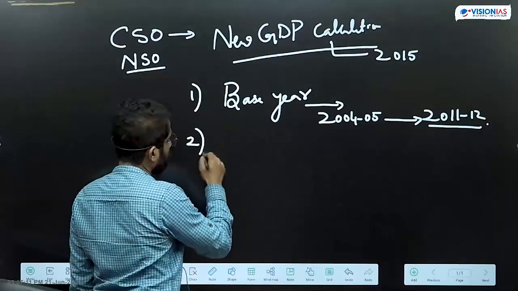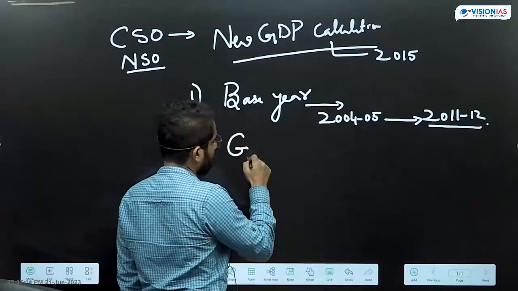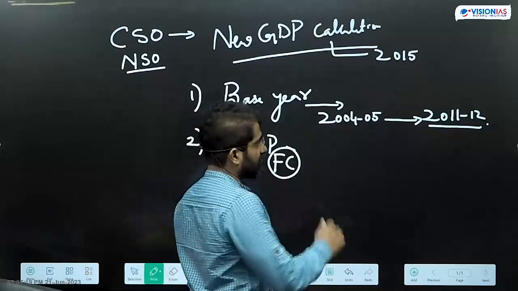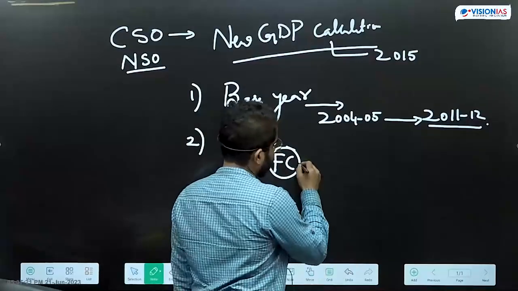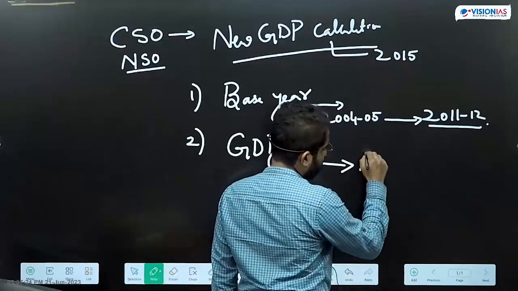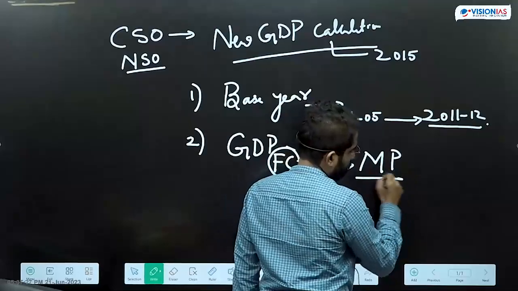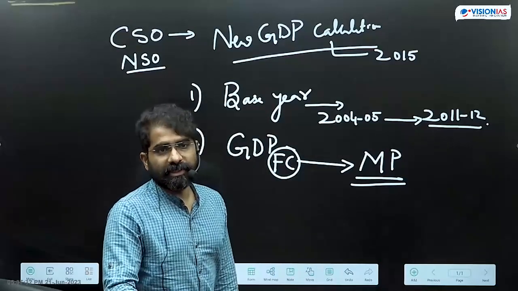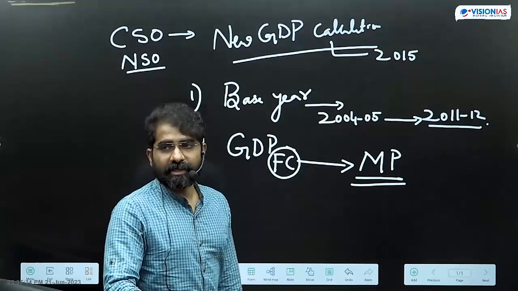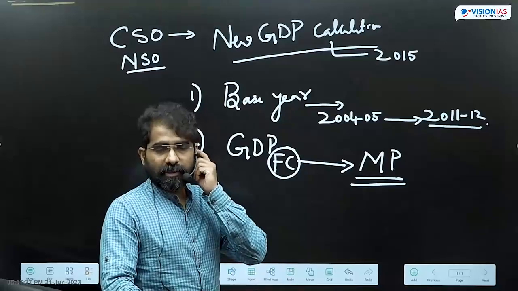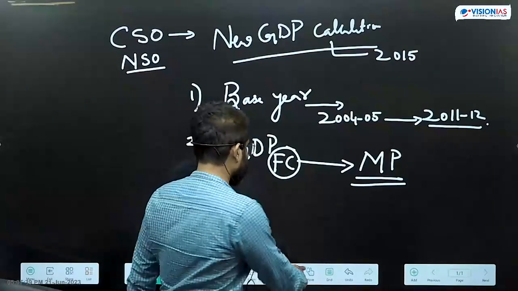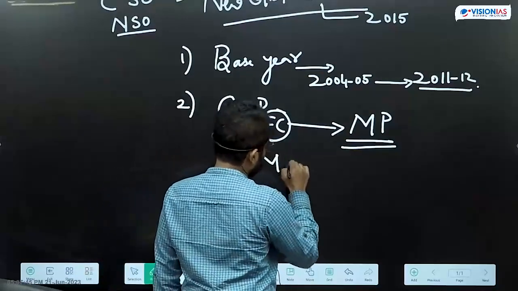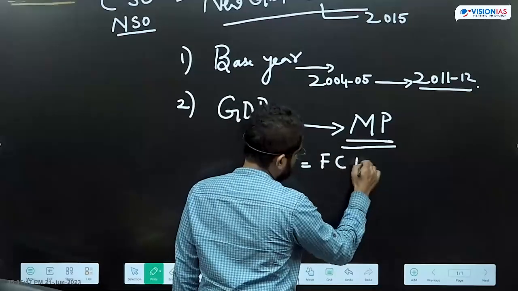Second change was earlier official GDP was GDP calculated at factor cost, which is adjusted to inflation. But now this factor cost methodology has been shifted to market prices to be in line with the international standards. So the calculation of GDP now after 2015, it is at market prices. That means your market price, you all know, market price includes something like the net indirect taxes.